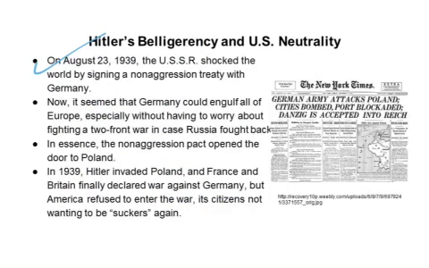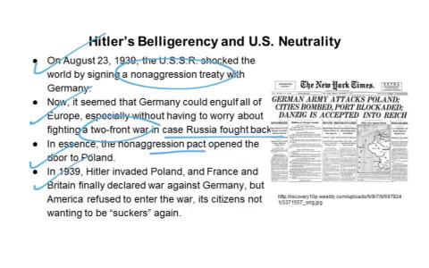On August 23, 1939, the USSR shocked the world by signing a non-aggression treaty with Germany. Now it seemed that Germany could engulf all of Europe, especially without having to worry about fighting a two-front war in case Russia fought back. In essence, the non-aggression pact opened the door for Hitler to invade Poland. And that's just what he did.